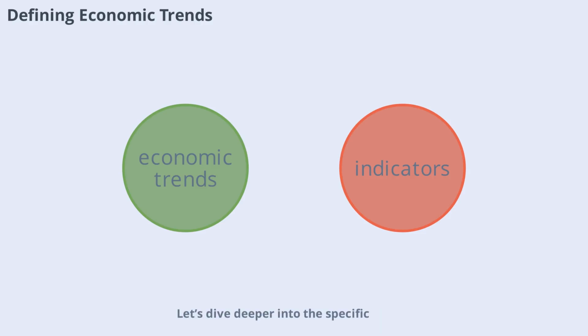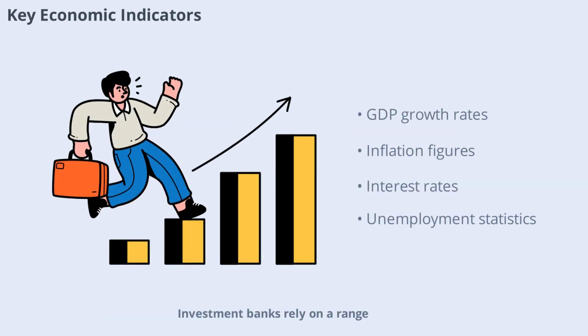Let's dive deeper into the specific economic indicators that investment banks monitor closely. Investment banks rely on a range of economic indicators to guide their strategies. These include GDP growth rates, inflation figures, interest rates, and unemployment statistics. Each of these metrics provides valuable insights into the health of the economy and potential market movements. For example, rising interest rates might signal tighter monetary policy, affecting borrowing costs and investment decisions. By analyzing these indicators, banks can better predict shifts in market sentiment and adjust their services accordingly.